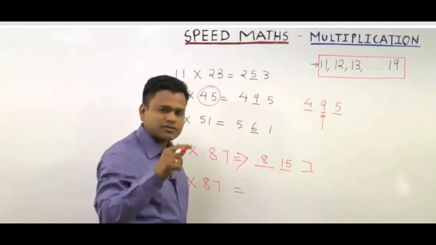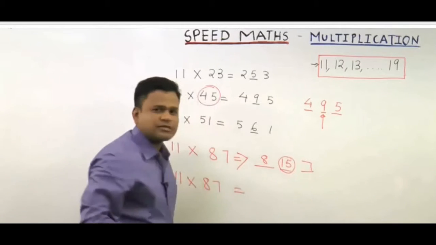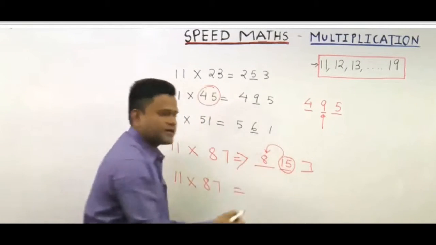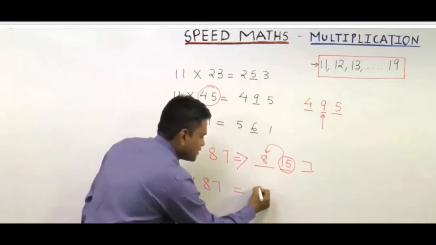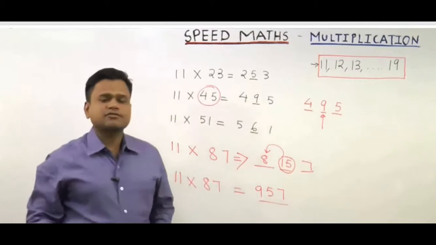But then there is an extra step. This middle number should always be a single digit number. This 1 is taken as a carry forward. We get the answer as 957. That's the answer which we obtain.